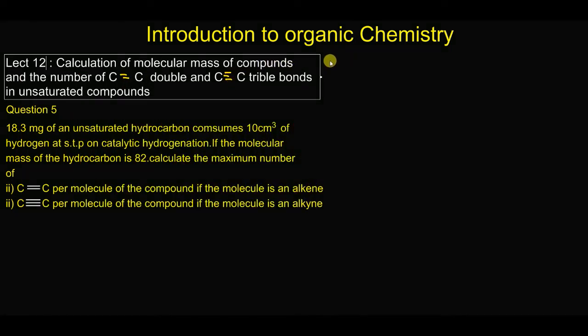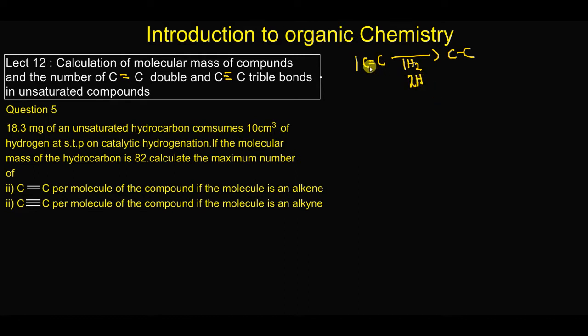So in our previous lecture, we told you that every single double bond, that is every one double bond, can be converted to a single bond by one hydrogen gas, or two hydrogen atoms.